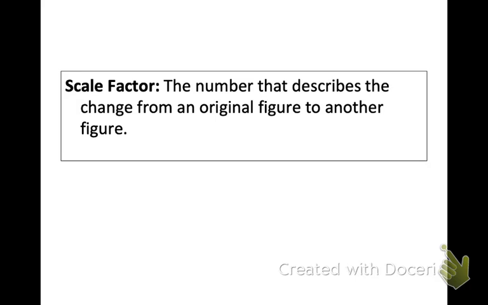Sometimes we use the letter K as our abbreviation for scale factor. Oops, I'm in highlighter mode. So if you see a K, or if you want to use K, and it asks you what's your scale factor, you write K equals, and then you can use that for your abbreviation of it. All right, so we've got similarity, we've got scale factor.